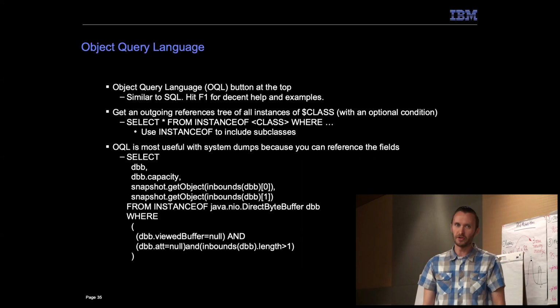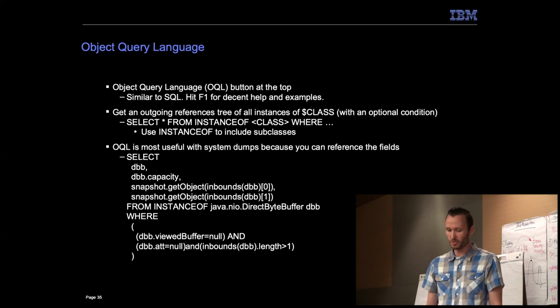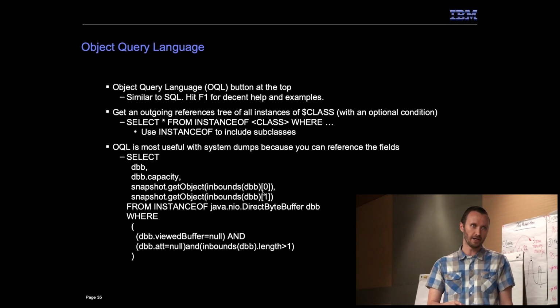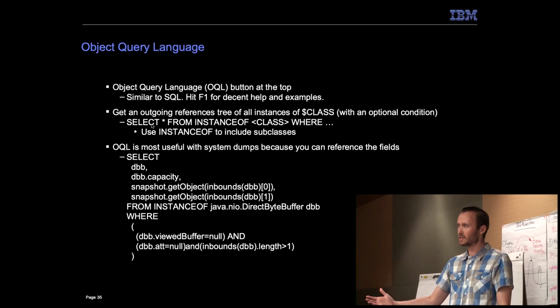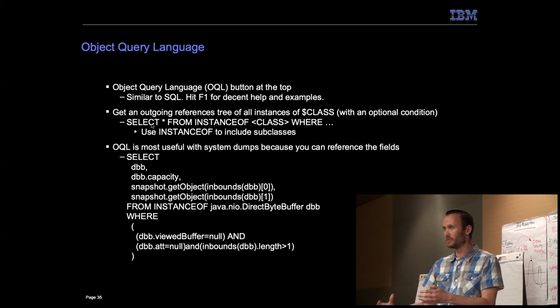This is another really cool aspect of Mat. It has a feature called the Object Query Language, which is kind of like SQL for databases, but you're basically querying the dump. There's a lot of help contents in Mat if you want to learn more. But the simplest query is you just do select all from instance of class, so you'll get all the objects of some class or any of its subclasses.